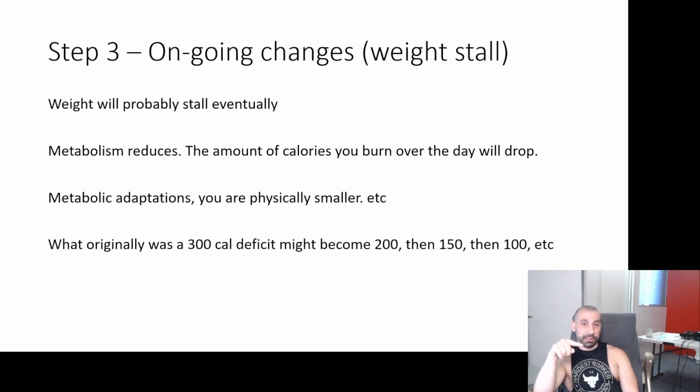Because of the metabolic adaptations, that initial 300 calorie deficit that we set as an example, as your metabolism slows down and as you become smaller, that original 300 calorie deficit may become a 200 calorie deficit. Then it might become a 150 calorie deficit, then 100, and so forth. Okay? Because that deficit is closing, you might see that your rate of loss starts to slow down per week. So then we need to drop more calories so we can make that deficit a bit larger again, so we can get the ball rolling, so you continuously lose weight.